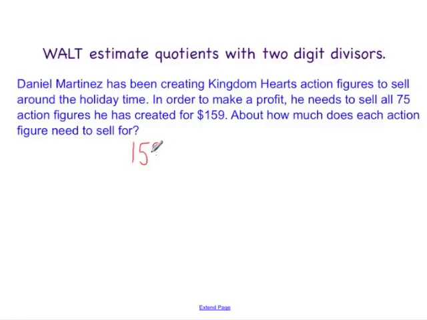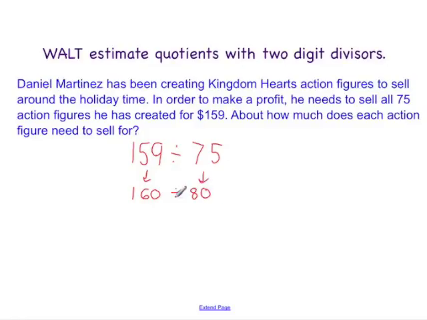But not only are we estimating, we're also dividing, because I'm taking the whole amount of money that he needs to make, and I'm trying to figure out how much each action figure needs to sell for. So when I'm looking at these numbers, I'm trying to think about numbers that are compatible. Well, this is very close to 160, so that's where my brain goes right away. So I'm going to make this 160 because I know that I then can make this 80. It even rounds up to 80.